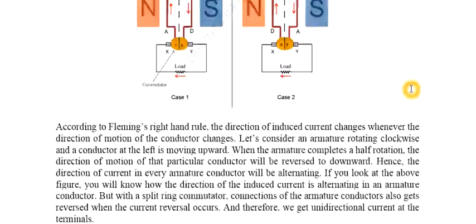Right. The main logic here is that the commutator is also rotating, and whenever the current direction is changing, it changes the connections of the armature conductors so that the current reversal takes place. That means the current reversal in the other half cycle is nothing but the uniform current direction, or unidirection, of the overall conductor current. Fine.